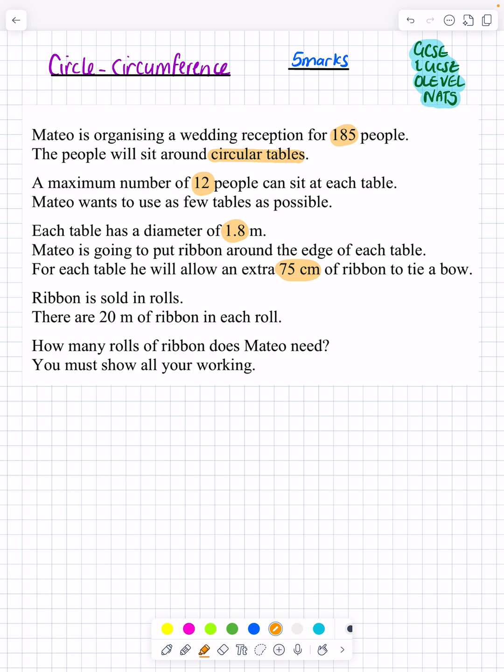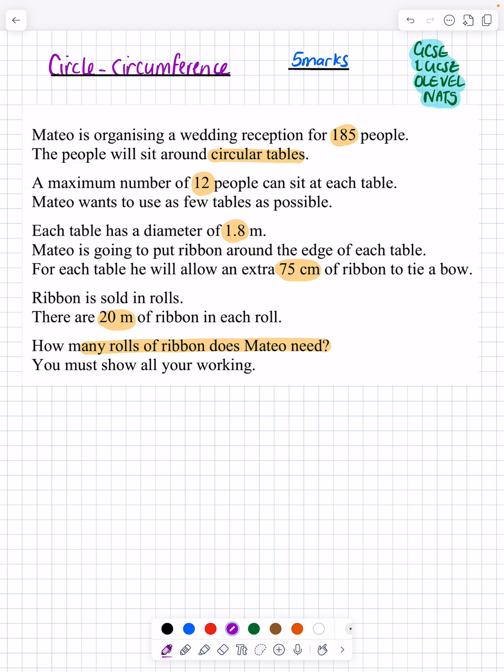Ribbon is sold in rolls, and there are 20 meters of ribbon in each roll. How many rolls of ribbon does Matthew need? You must show all your working out. There is a lot of information in this question, so let's take one piece of information at a time.